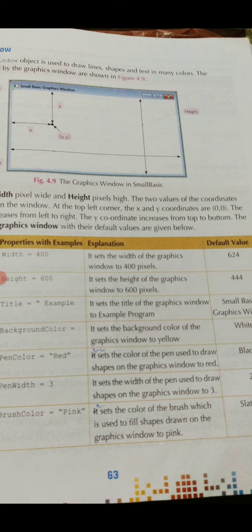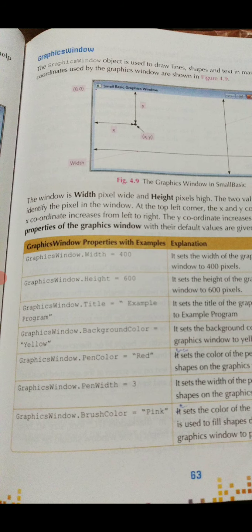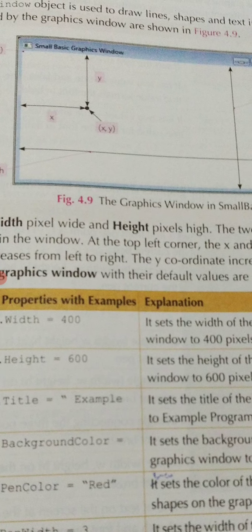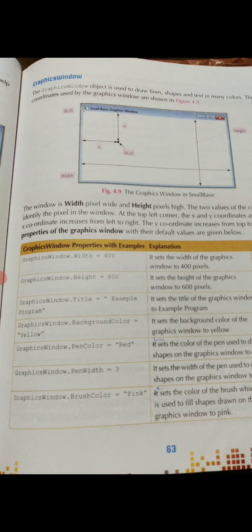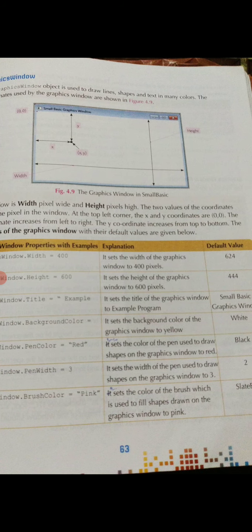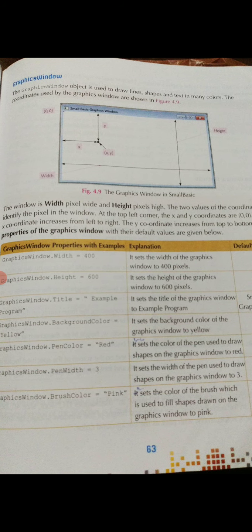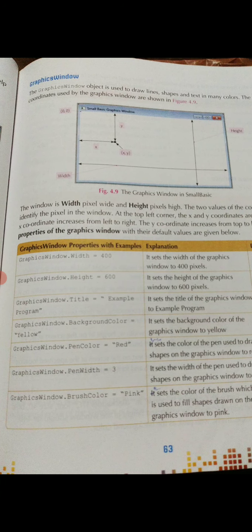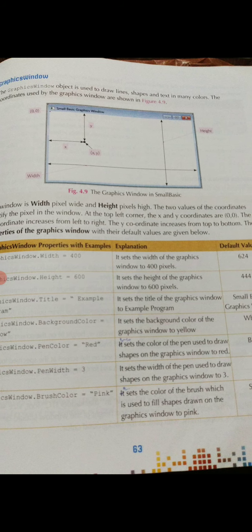The two values of the coordinates identify the pixel in the window. So here coordinate is said as your x and y. Okay. In figure 4.9 you see there are two coordinates, having your x and y. So these coordinates are signified as your x and y. At the top left corner the x and y coordinates are 0, 0. So here this value is taken as your x, and y is 0. The x coordinate increases from left to right, the y coordinate increases from top to bottom.